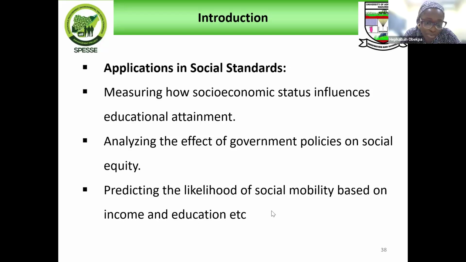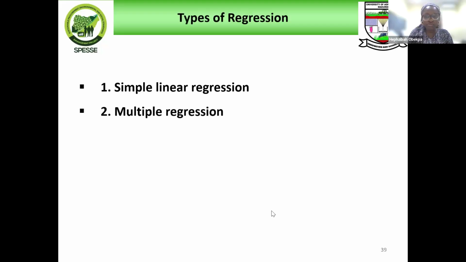In our third example, we're predicting the likelihood of social mobility based on income and education. When you say something is based on, it lets you know that it is dependent on. Social mobility is dependent on income and education. So in this example, social mobility is the dependent variable, while income and education are the independent variables.